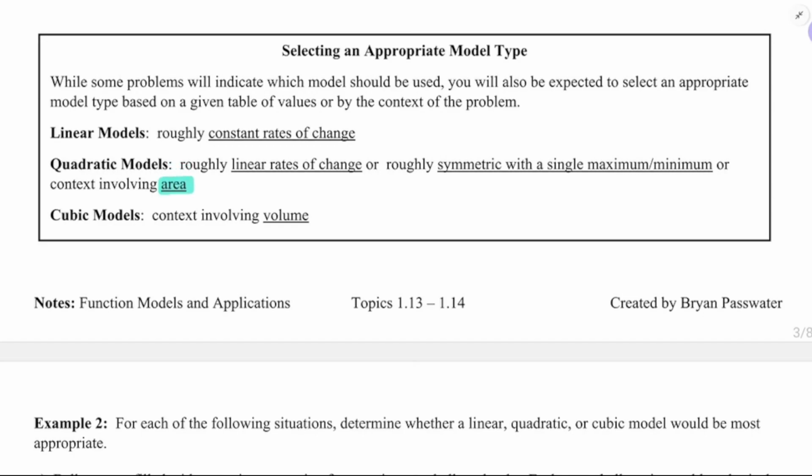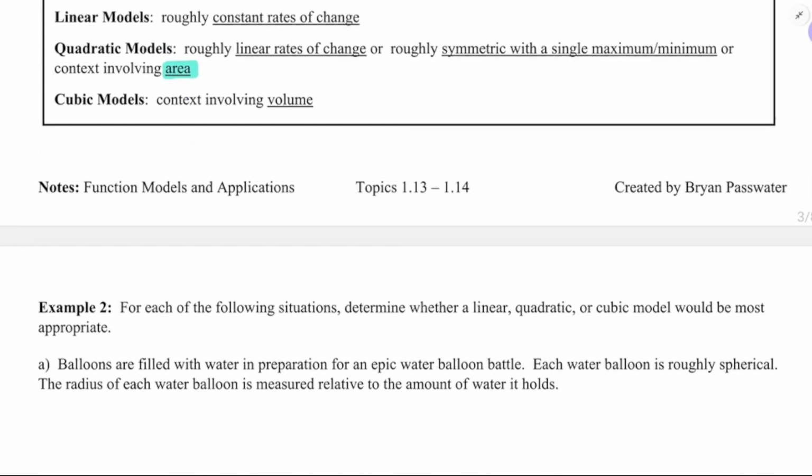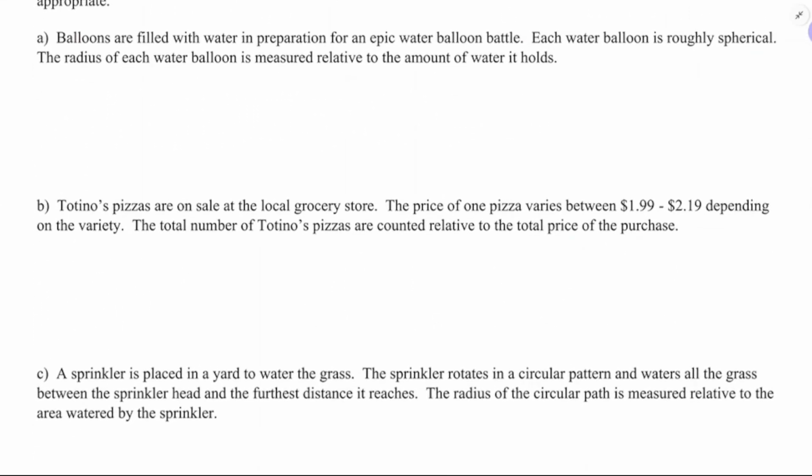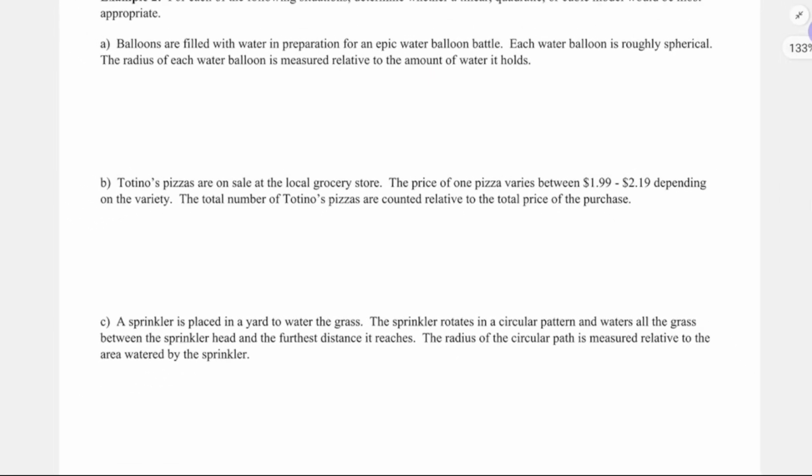I really want to emphasize that. And then cubic models are oftentimes good for contexts involving volume. And we could also see that a cubic model would be good in a situation where we had a table with evenly spaced x's and constant third order differences, or nearly constant third order differences. Okay, so for each of these situations, we're going to determine whether linear, quadratic, or cubic is best. And these, I will say, are also on the homework, but I think these are a good set of 3 that will be important for us.